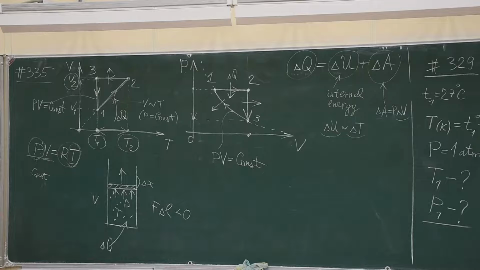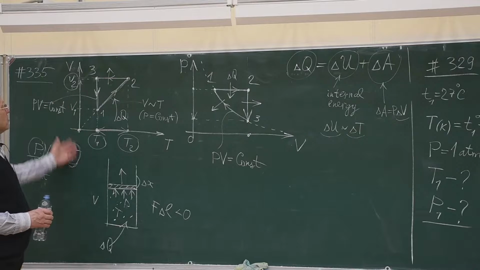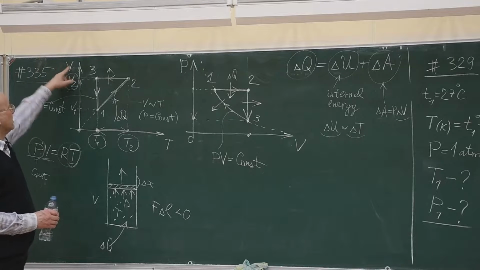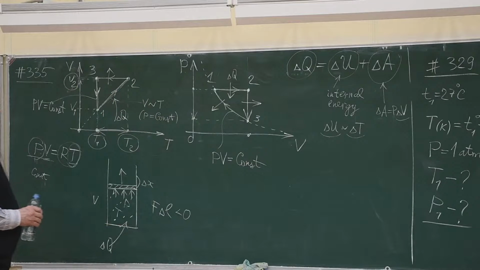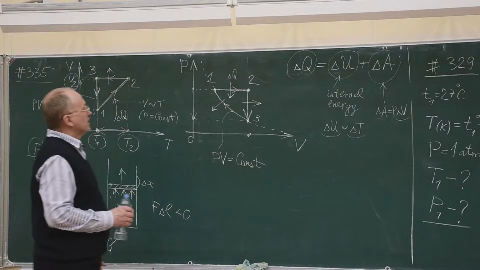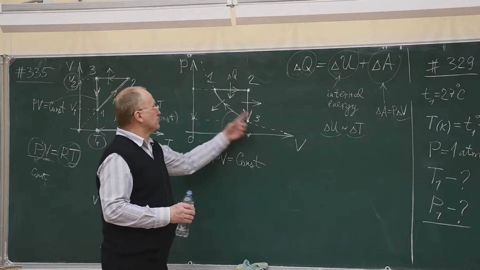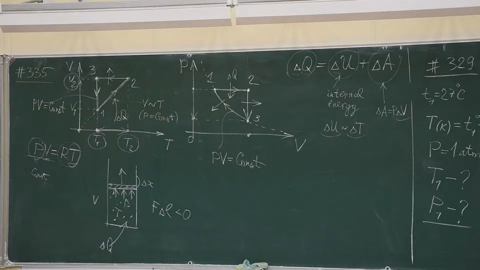So we have a clear picture of what happens with this gas, and we can depict all the processes in the VT diagram, in the PV diagram, and also we may conclude when the energy was supplied to the gas, and when the gas released energy to the external bodies. That's all the solution of this problem.